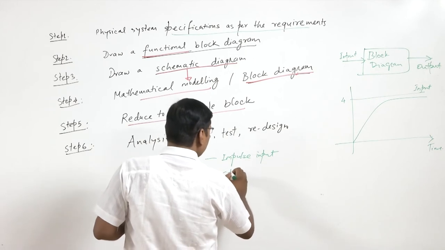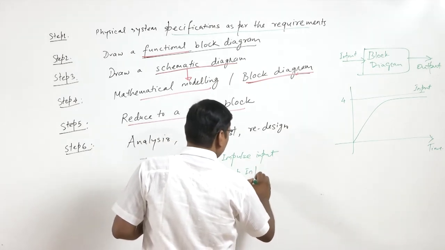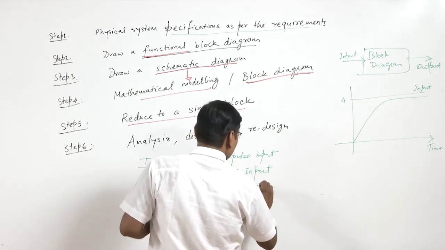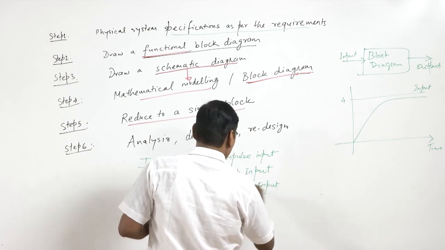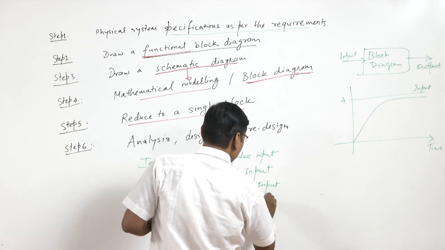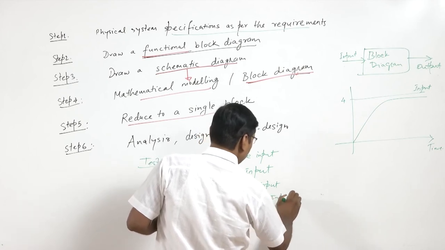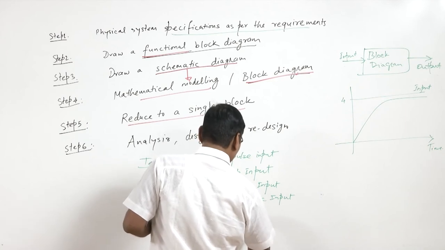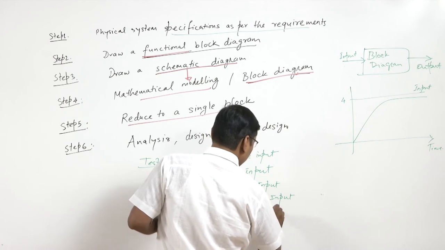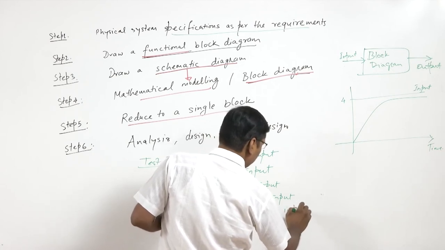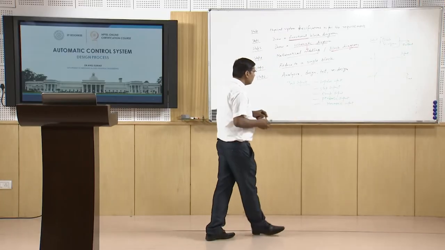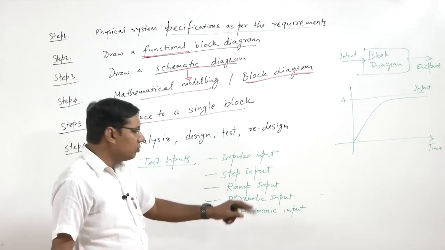There could be step input. There could be ramp input. Or parabolic input. Or harmonic input. So there are certain test inputs like impulse input, step input, ramp input, parabolic input, harmonic input.